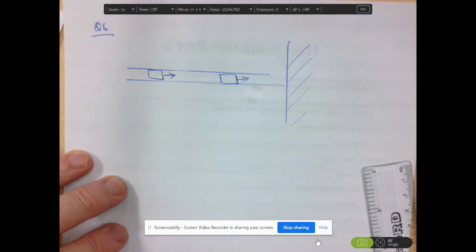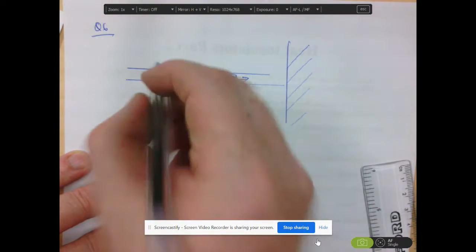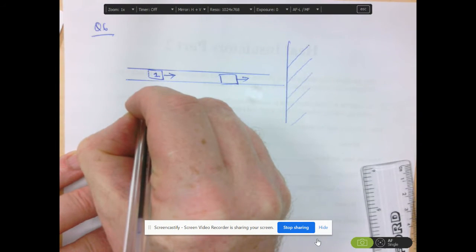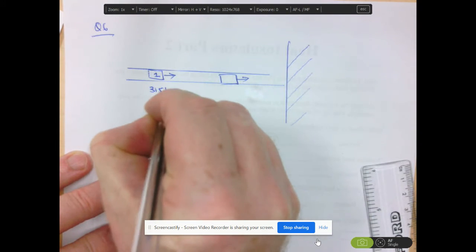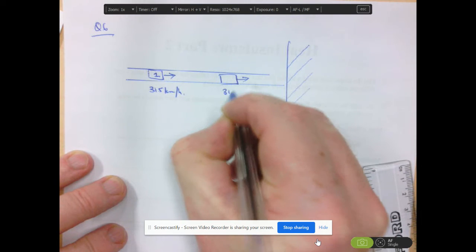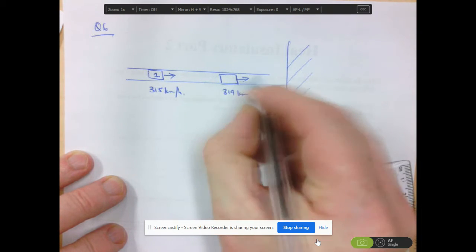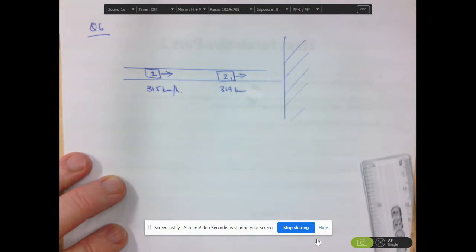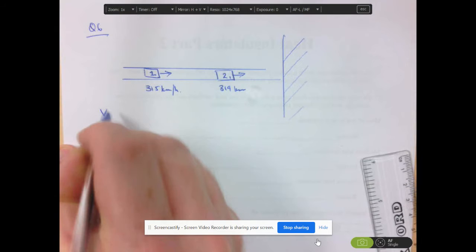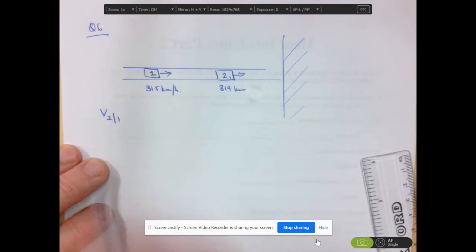The velocity of car 1 relative to the ground is 350. So this is car 1. So let's put car 1 there. And this velocity is 315 kilometers per hour. And car 2 is 319 kilometers per hour. That's car 2. Okay. Now, our question is, what is the velocity of car 2 relative to 1?